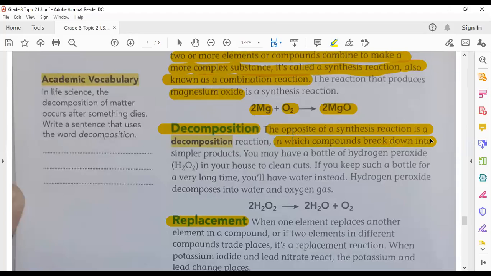Do you know what break down means? It is the opposite of synthesis. Break down into simpler products. When a compound, for example, breaks down into simpler products, it's called a decomposition reaction. The same thing happens with bacteria. Why do we call bacteria decomposers? Because they decompose, they break down dead material. When organisms die, bacteria and other decomposers decompose their bodies into simpler elements.